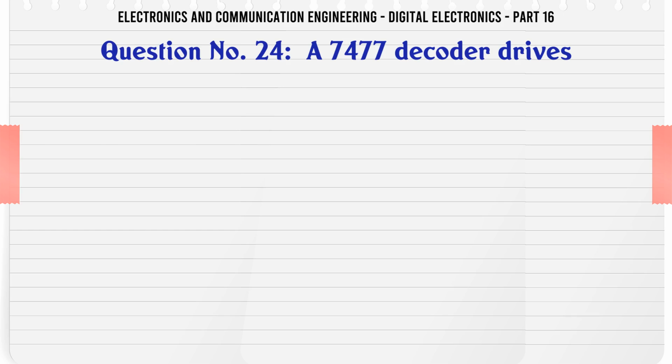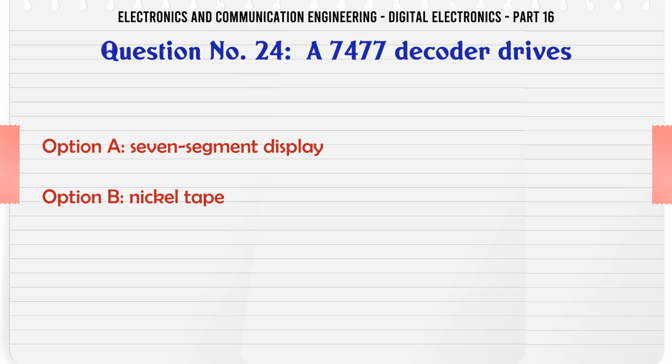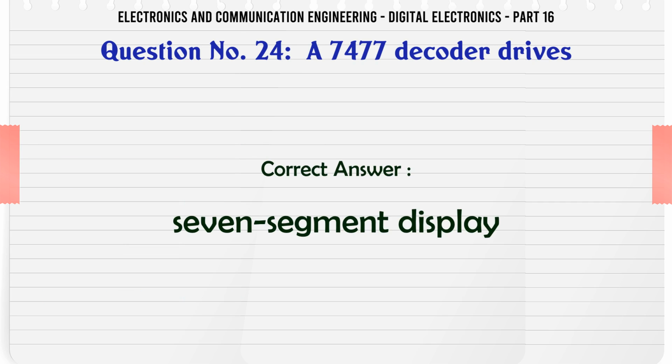A 7447 decoder drives: A. a 7-segment display, B. nickel tape, C. relays, D. a diode matrix. The correct answer is 7-segment display.